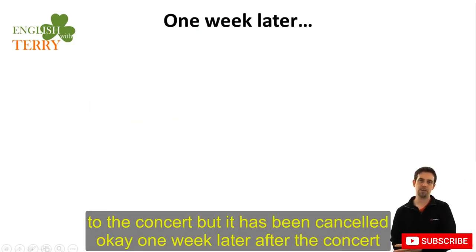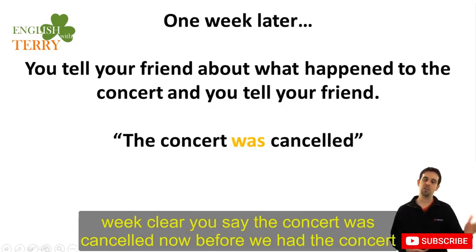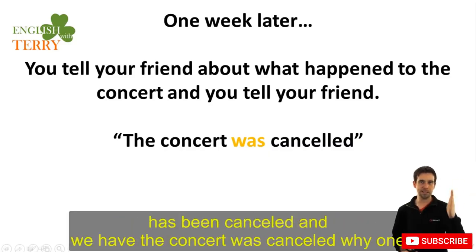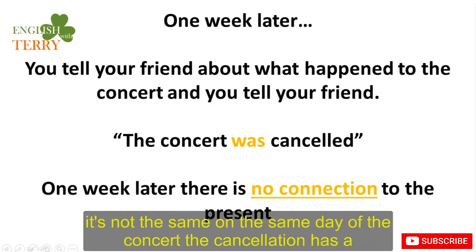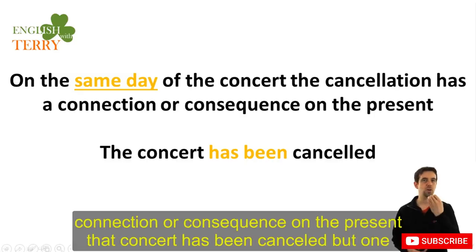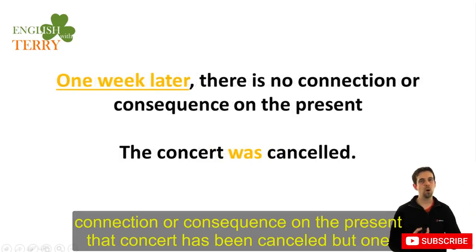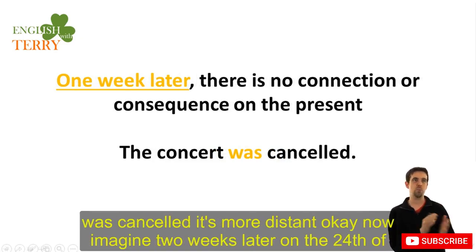One week later, after the concert, okay? And you tell your friend about what happened with the concert, but it's one week later. You say the concert was cancelled. Now, before we had "the concert has been cancelled," and now we have "the concert was cancelled." Why? One week later, there is no connection to the present. It's not the same. On the same day of the concert, the cancellation has a connection or consequence on the present. The concert has been cancelled. But one week later, there is no connection or consequence on the present. The concert was cancelled. It's more distant.